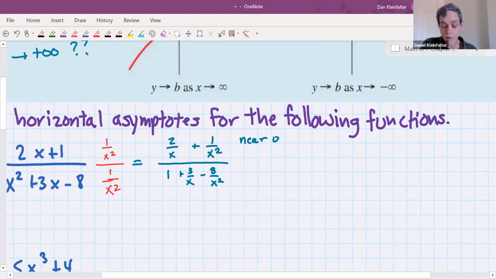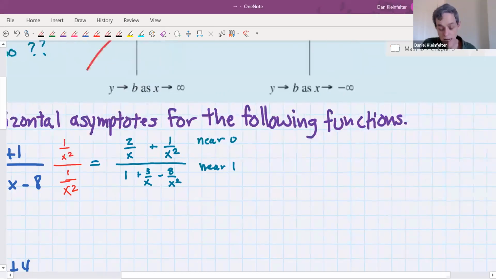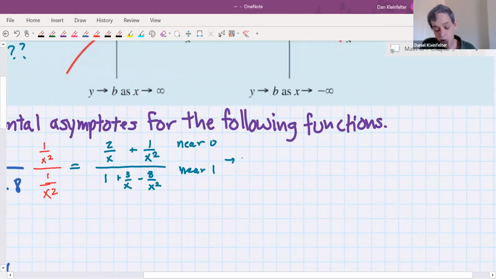Down below, 3 over x is going to be like 3 millionths or 3 billionths, right? Super tiny number. 8 over x squared, also super tiny. So the second two fractions will be nearing 0. Our overall denominator will be nearing 1. Okay, if you have fractions that are nearly 0 divided by numbers that are nearly 1, that overall is going to approach 0 as x increases without bound. So for this one, our asymptote would be the x-axis, y equals 0.